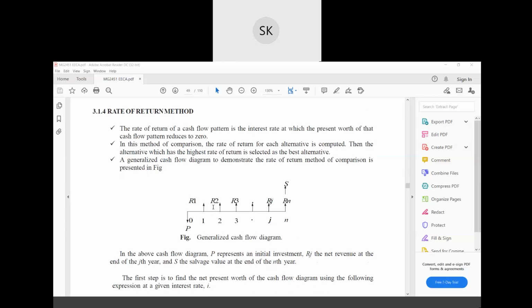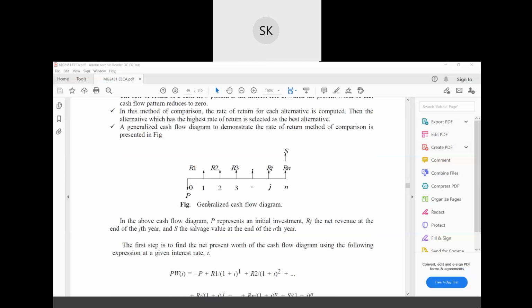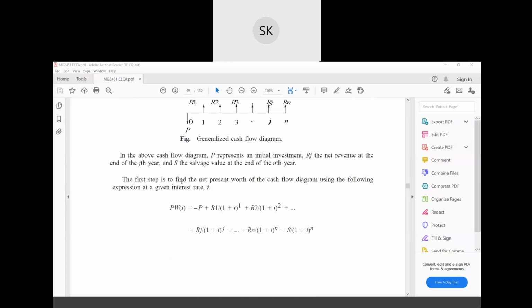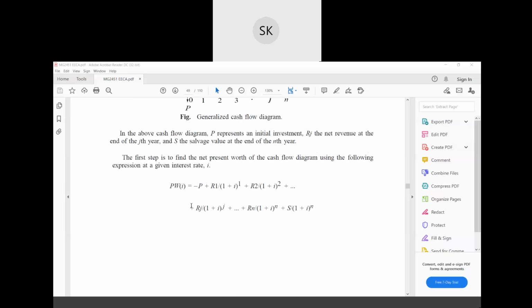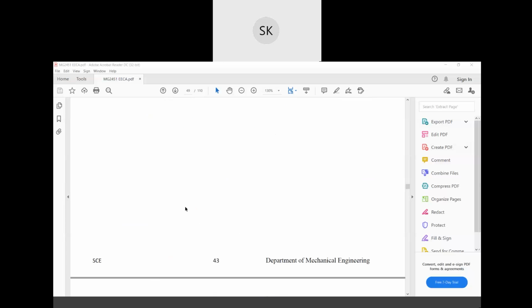This is the generalized cash flow diagram to demonstrate the rate of return method of comparison. As it is about rate of return, all the returns will be in the positive direction. In the above cash flow diagram, P represents an initial investment. These are the net revenue at the end of each year. S is the salvage value. The first step is to find out the net present worth of the cash flow diagram using the following expression. So you have to use this expression to find out the present worth.